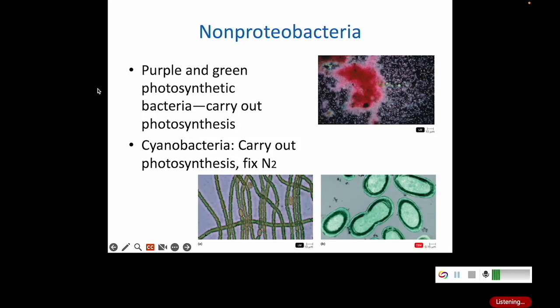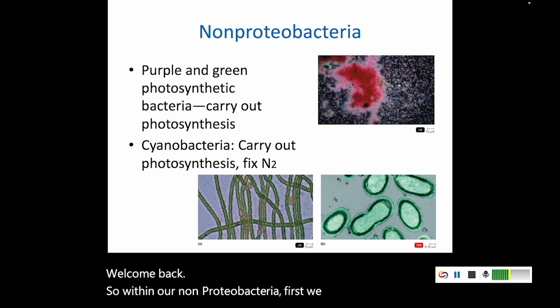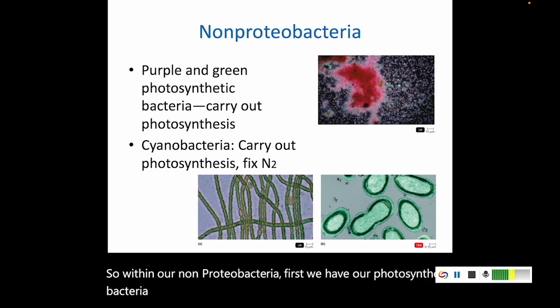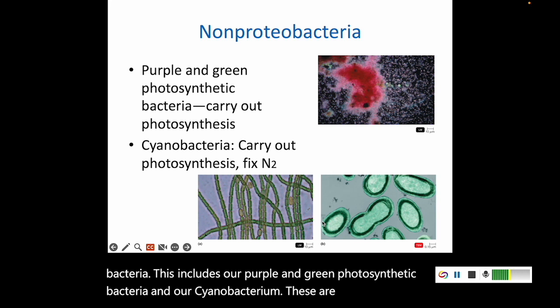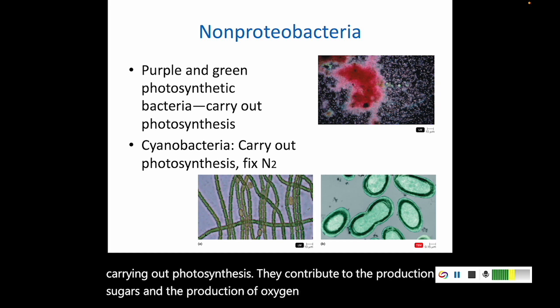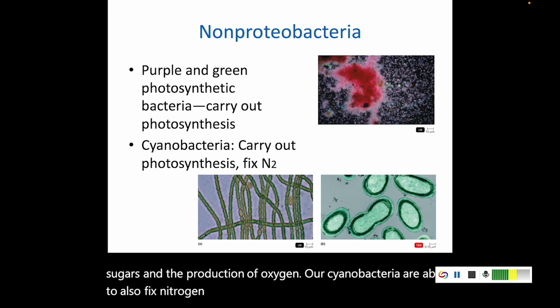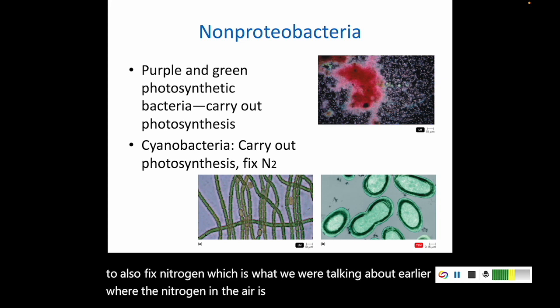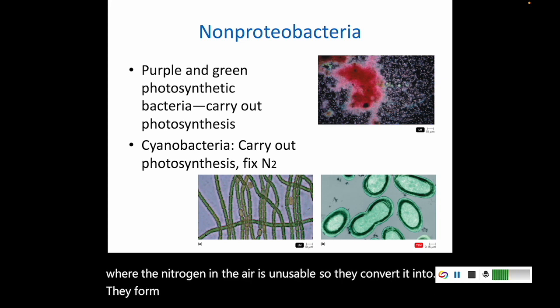Welcome back. So within our non-proteobacteria, first we have our photosynthetic bacteria. This includes our purple and green photosynthetic bacteria and our cyanobacteria. These are very important in carrying out photosynthesis. They contribute to the production of sugars and the production of oxygen. Our cyanobacteria are able to also fix nitrogen, which is what we were talking about earlier, where the nitrogen in the air is unusable, so they convert it into a form that's more usable for animals and plants.